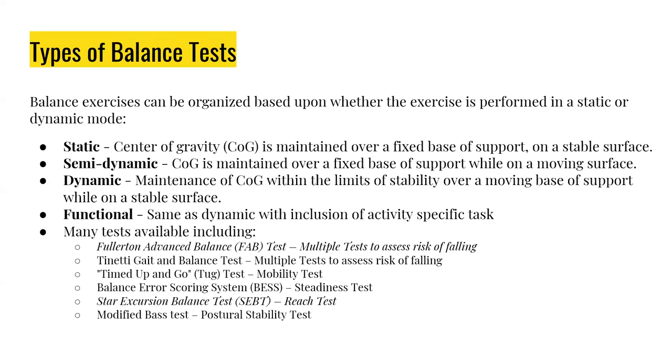Functional balance tests are very similar to the dynamic test with the inclusion of an activity or a specific task. There are many tests available for us to test balance, such as the Star Excursion Balance Test or the Balance Error Scoring System. For today's lab, we're going to be looking at the Fullerton Advanced Balance Test, the FAB test, which is more specific for testing the risk of falling, and whether you are at low risk or high risk for falling and related injuries.